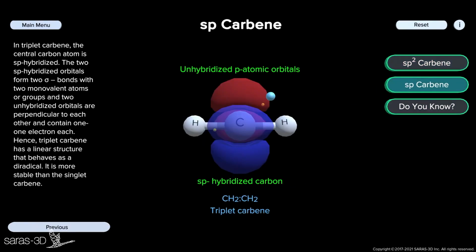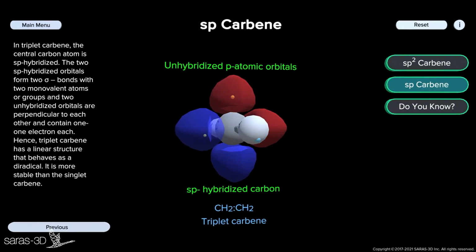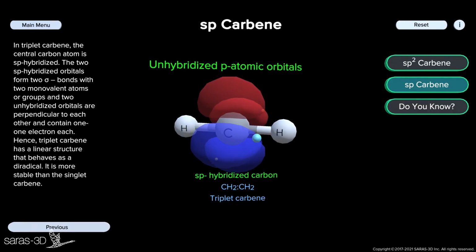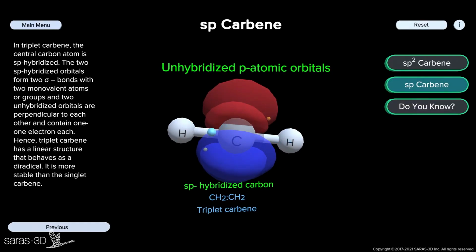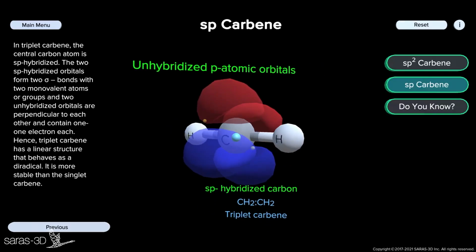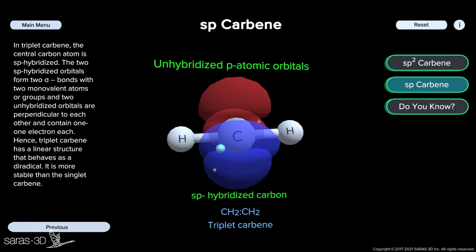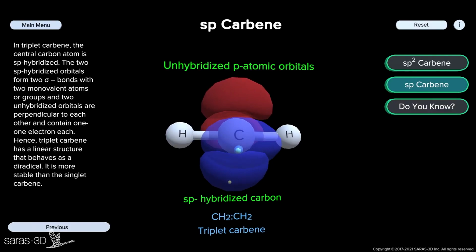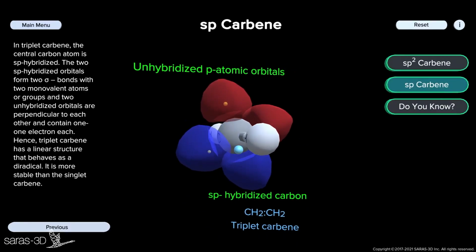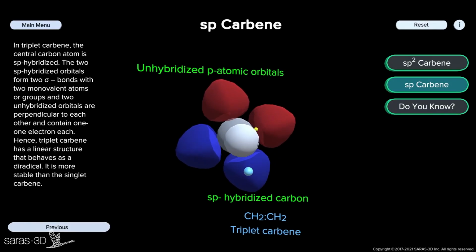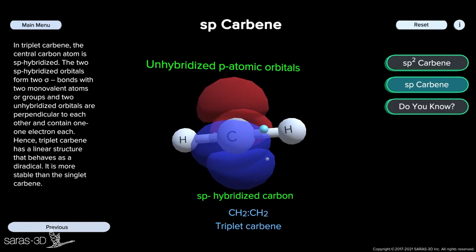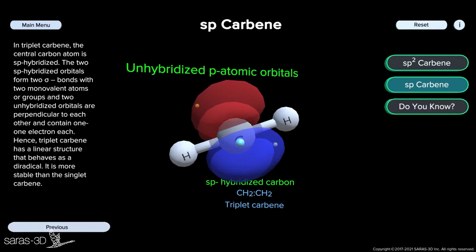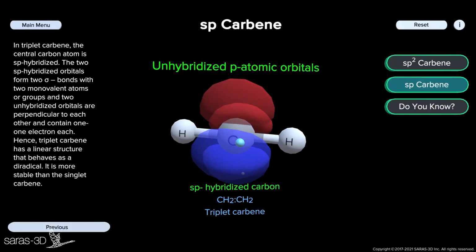Let's take a look at sp carbene. This is the triplet carbene which has the central carbon atom which is sp hybridized. Now there are two sp hybridized orbitals that are going to form two sigma bonds with the hydrogen atoms, as we can see here. And we are left with two unhybridized p orbitals, right? Because this is sp hybridized. The two unhybridized p orbitals are perpendicular to each other and they contain one electron each, as we can see here. So this triplet carbene has a linear structure because it is sp hybridized, of course, and it behaves as a diradical. Note that triplet carbene is more stable than the singlet carbene.